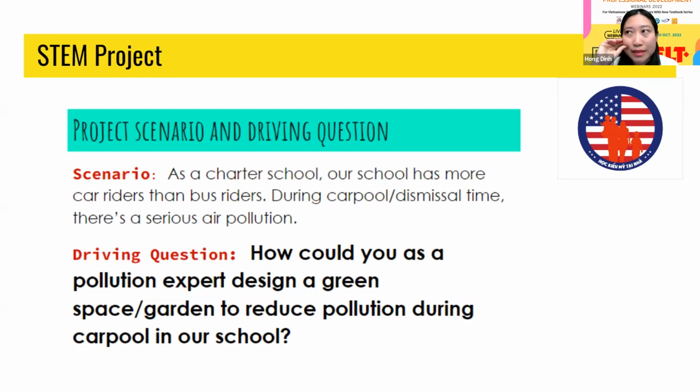Or in this neighborhood, there's not a lot of traffic lights and the traffic is really bad. So it really depends on where you live, what the community is like, and then you come up with the problem and you come up with a question. So as you can see in here, our driving question is: how could you, as a pollution expert, design a green space or garden to reduce pollution during carpool at our school?